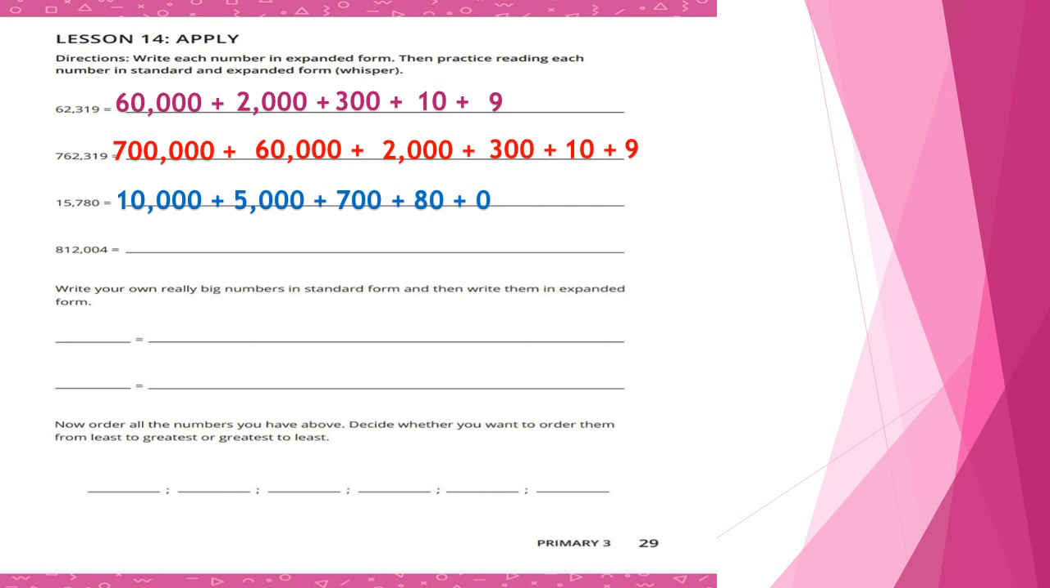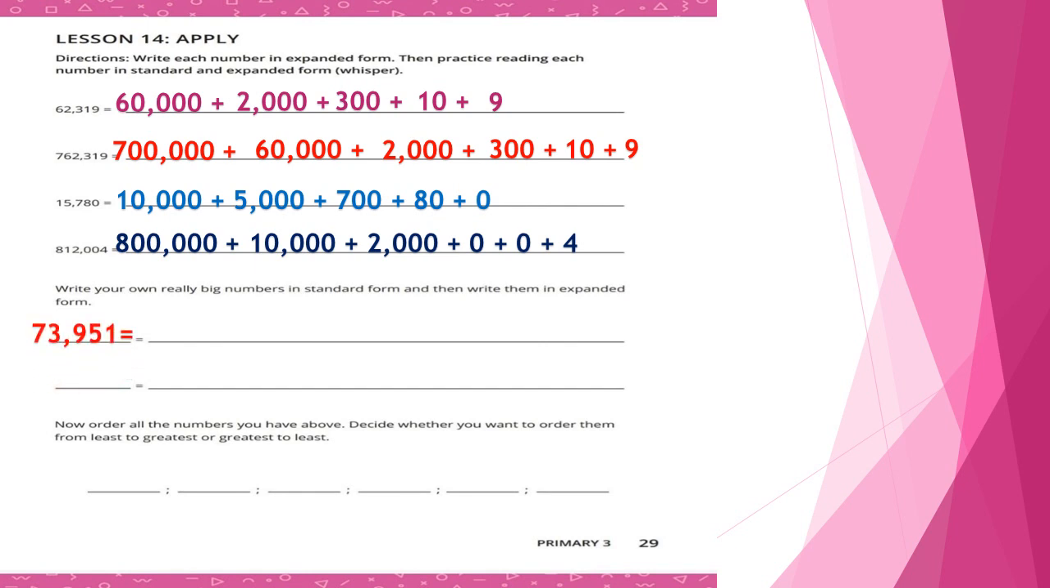Number 4, 812,004. 812,000. So we write 800,000 plus 10,000 plus 2,000 plus 0 plus 0 plus 4. We have here 0 in hundreds and 0 in tens. Write your own really big numbers in standard form and then write them in expanded form.